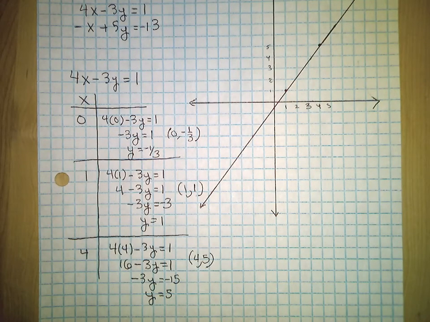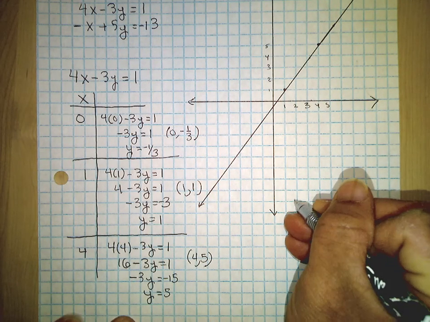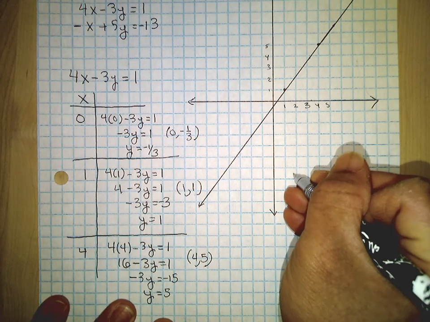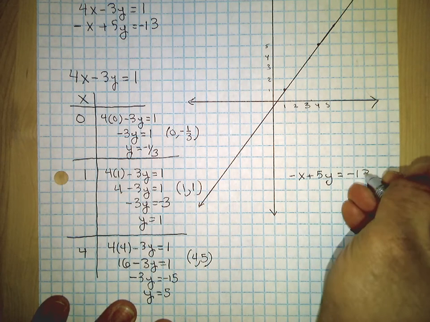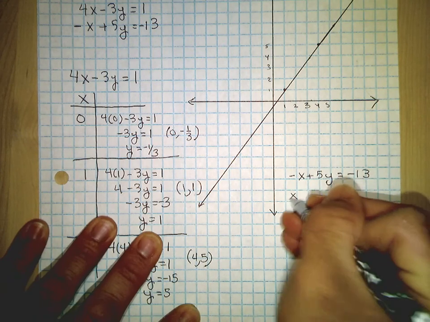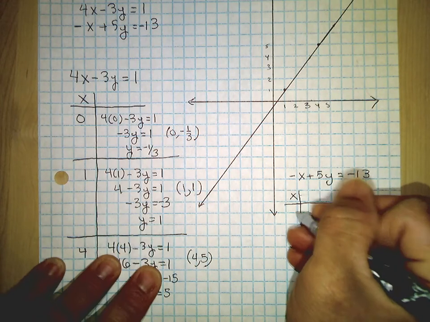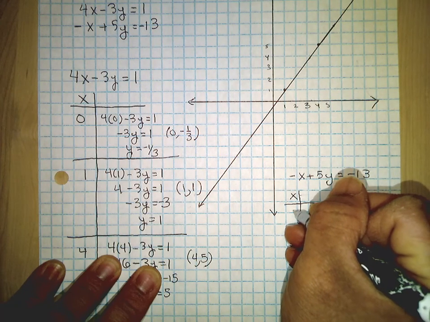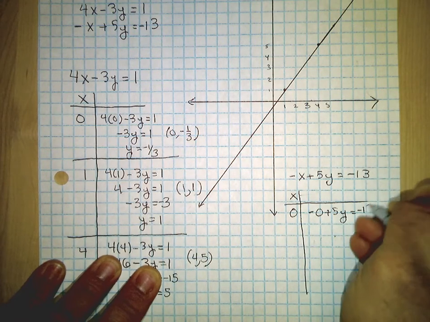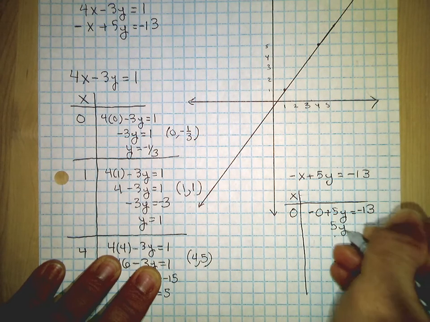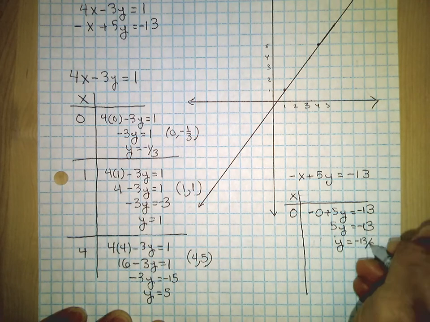So now let me go ahead and graph this next line here. We have negative x plus 5y is negative 13. So we can pick values for x to substitute in here. So let's say we have 0. So negative 0 plus 5y is negative 13. Then we have 5y is negative 13, and y is negative 13 over 5.